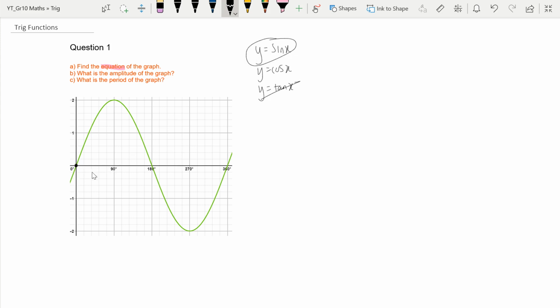What do you think? Because our basic sine graph starts at 0, goes up, turns at 90 with a value of 1, cuts at 180, turns at 270 at negative 1, goes up to 360. And so the period is 360. If I compare it to my basic graph, I can clearly see that there was a stretch, because now my maximum is at 2 and my minimum is at negative 2.